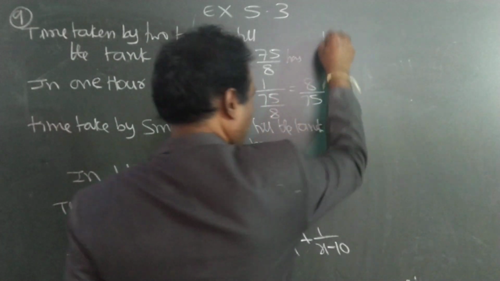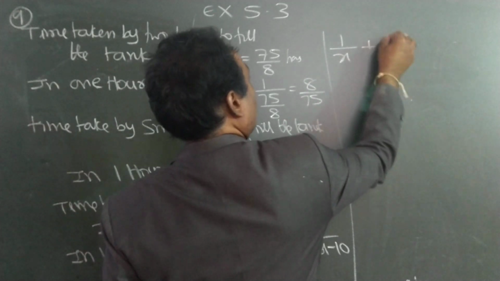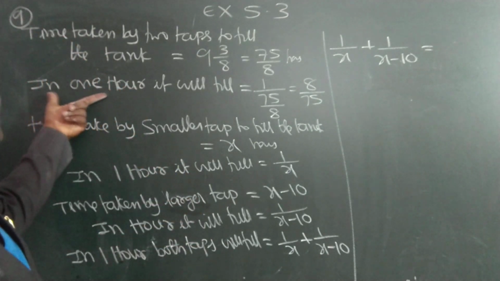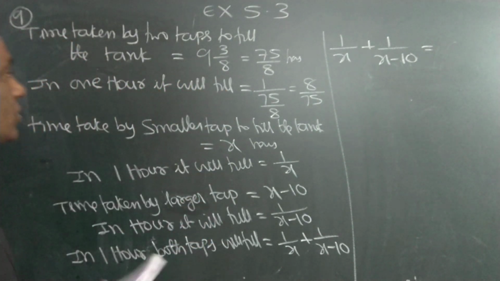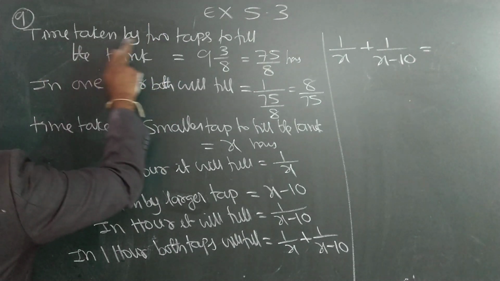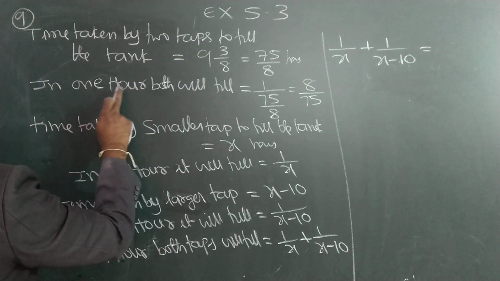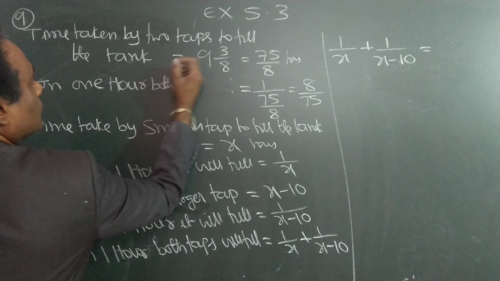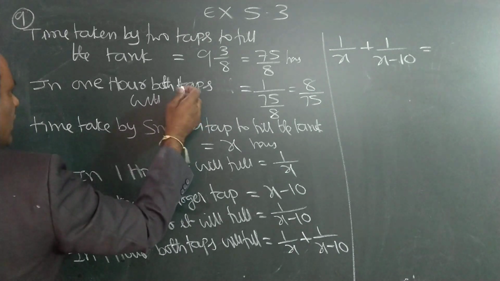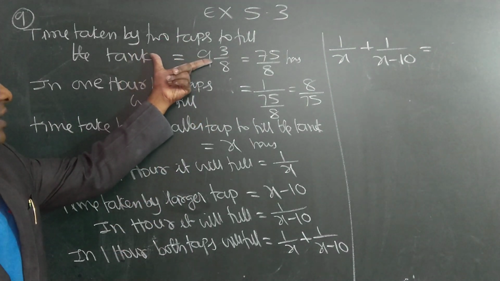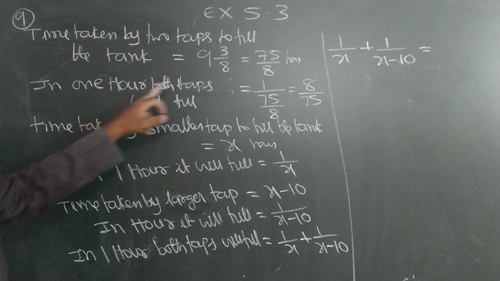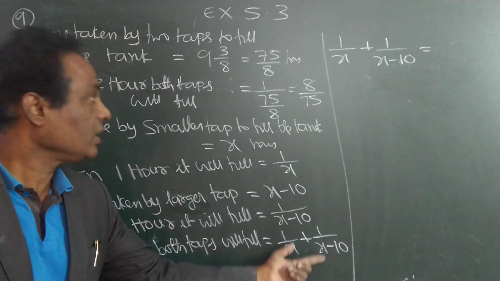But see here, students. 1 by x plus 1 by x minus 10. In 1 hour both will fill this much, but already the time taken by both the taps is given. In 1 hour both taps will fill. Because it is a continuation, both taps are the same, that's why I wrote it. That is also correct, but I am writing the same sentence wording. In 1 hour, both taps will fill this much. So this should equal this.